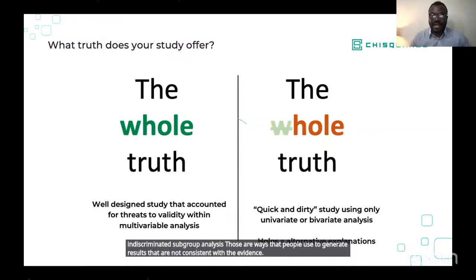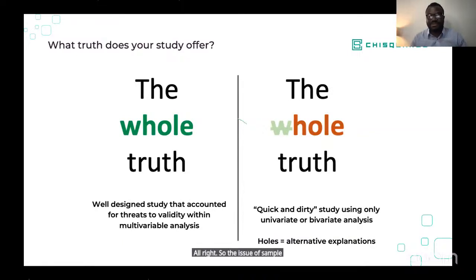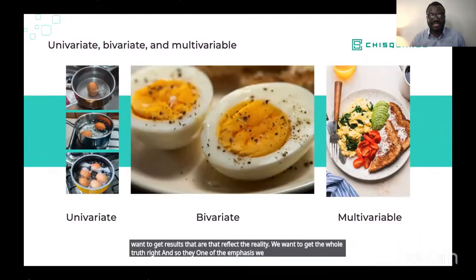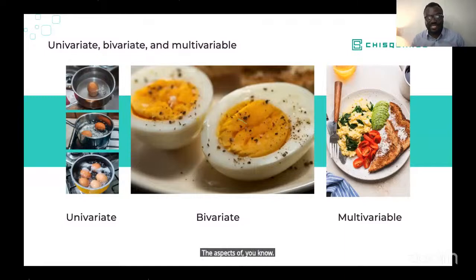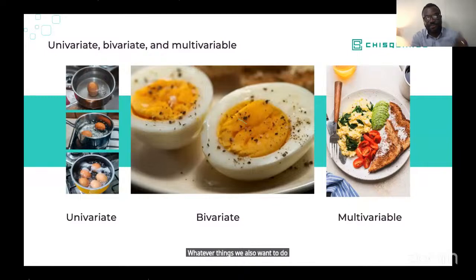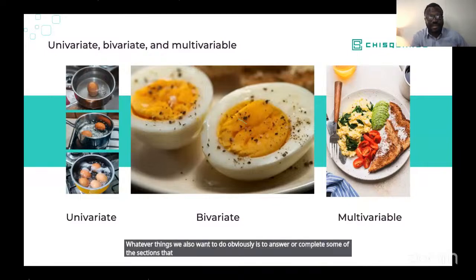All right, so the issue of sample size is very important, obviously, because we want to get results that reflect the reality. We want to get the whole truth, right? And so one of the emphases we're going to cover next week is multivariable analysis, and how we can make sense of them. But this is just to give you a primer of what that means, and also give you some reading material ahead of next week. One of the things we also want to do, obviously, is to complete some of the sections that we did not cover last week, which was about data visualization and how to interpret them.